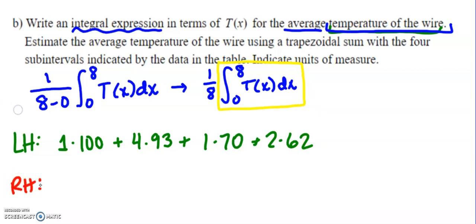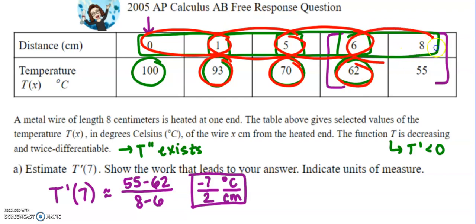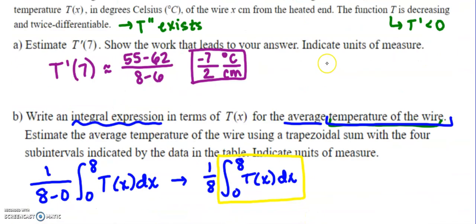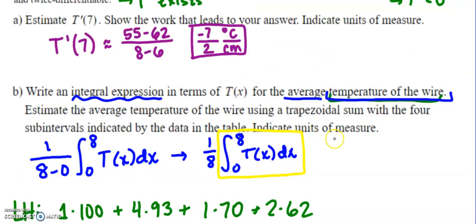Right-hand rule is going to be, remember, these ones are going to repeat, but I'll show you. Right-hand rule, we're going to have a 1, but 93, a 4, but 70, a 1, but 62, and a 2, but 55. Okay? So we're going to have a 1 times 93 plus a 4 times 70 plus a 1 times 62 plus a 2 times, what did I say, 55.